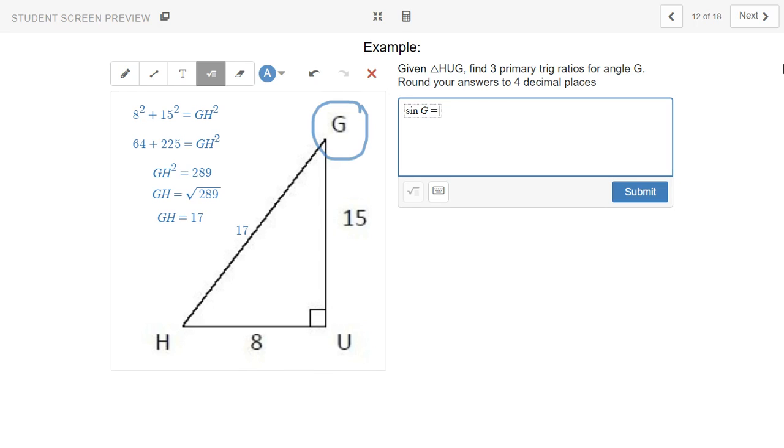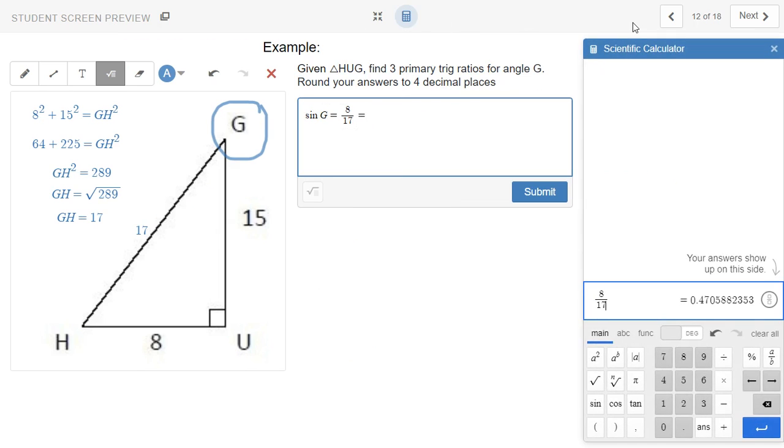Sine of G is equal to opposite over hypotenuse, 8 over 17. Let's make this into a decimal. So we have 8 over 17, and we're going to take the first 4 digits. So we have 0.4705. But since our 5th digit is a number greater than 5, we need to round our last digit up. I'm going to write this is equal to 0.4706.